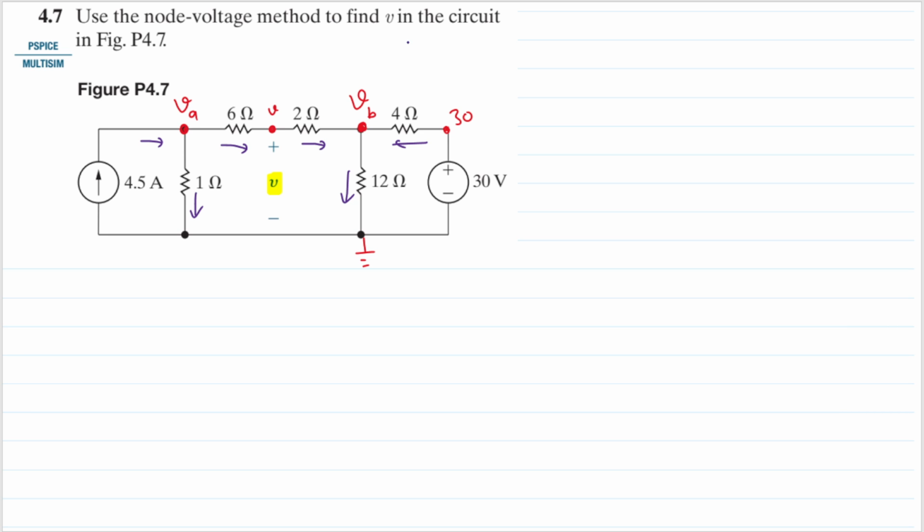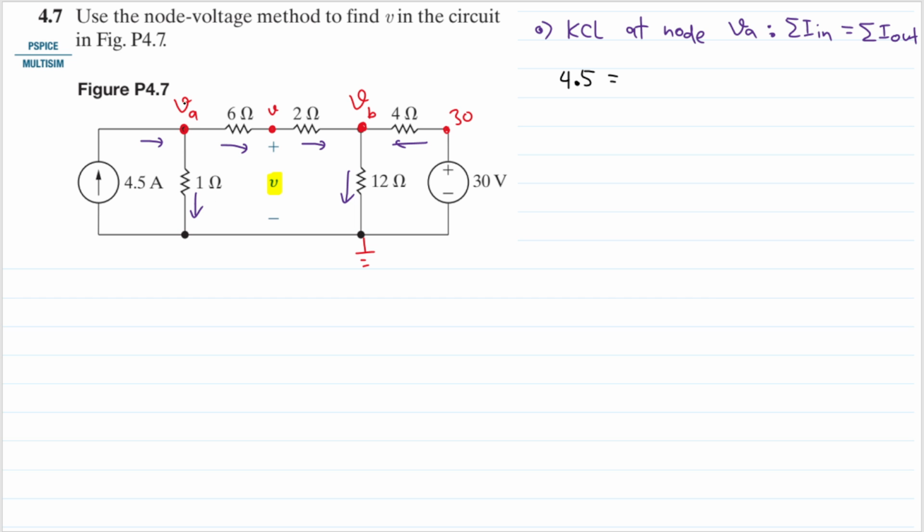Let's do exactly that. Let's do KCL at node VA. KCL said that the sum of the current that goes in will be the same as the currents that goes out. Okay, the only current that goes into this node is this 4.5 ampere. Okay, now let's write that. So we will have 4.5. And that will equal to this current is going out and this current is going out.